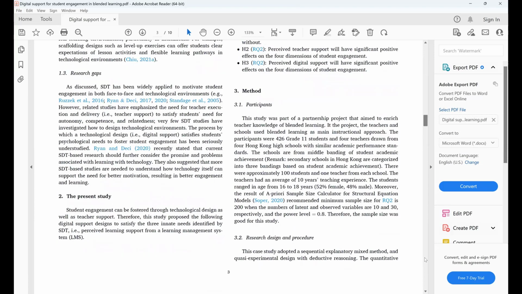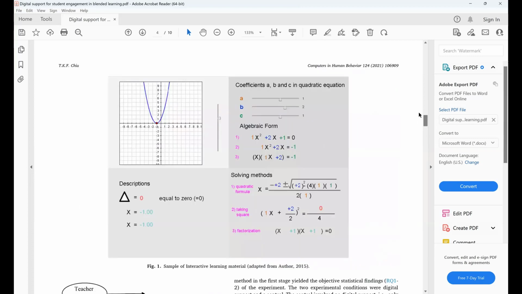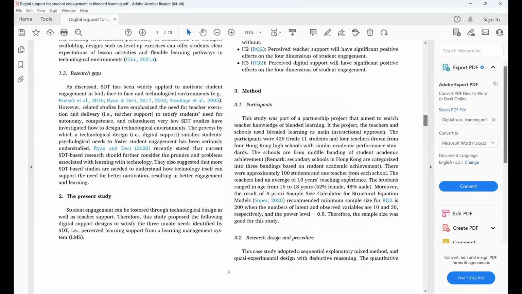When you go further, let me look at the method. One of the key things in research is your participants and the context. We can also learn how they give the background of the study. I look at 3.1 Participants. It basically talks about who they are, where they come from, how many students, the gender ratio, and also how you analyze it.